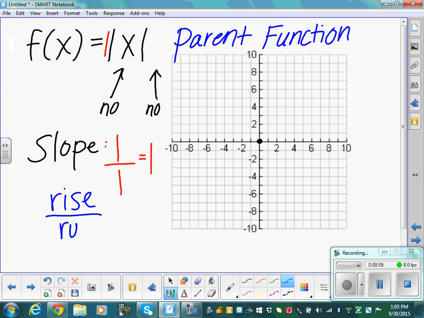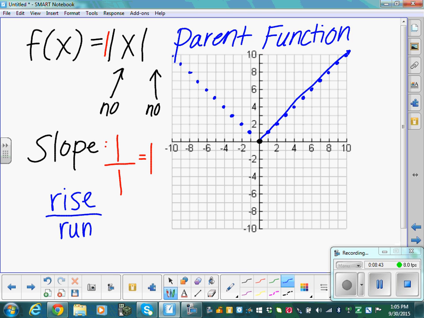So then from that starting point, we're going to go up 1 over 1, up 1 over 1, and continue on. That's going to continue on the other side too, up 1 over 1, and so on. So notice absolute value graphs are sharp V's.